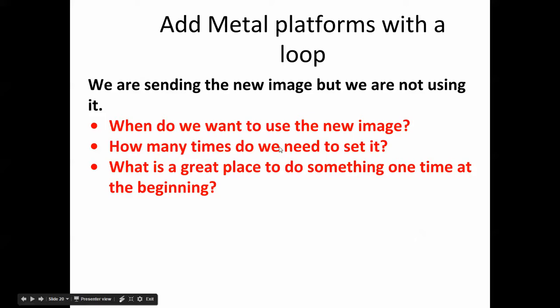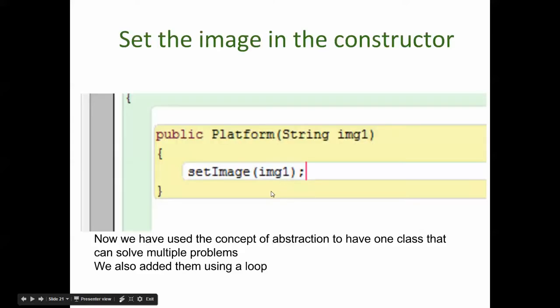How many times do we need to set it up? Well, we need to set the correct image 1 time. What is a great place to do something 1 time at the very beginning? The constructor. Okay, so let's go back to the constructor for your platform. Okay, public platforms, so image 1 is holding the correct image. So inside here we need to say set image 1. Okay, so that should fix it.